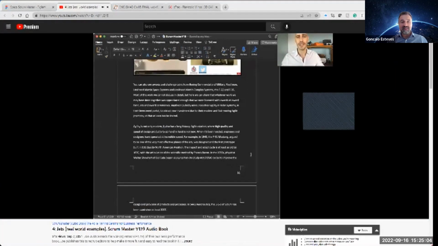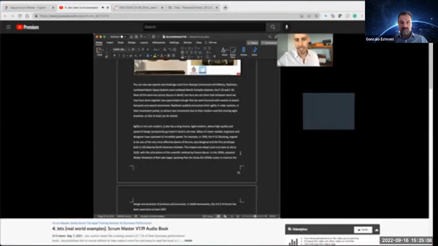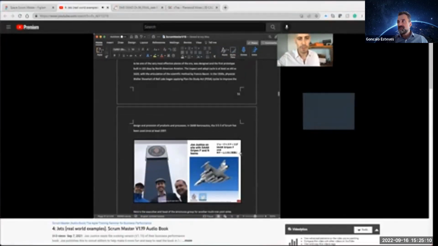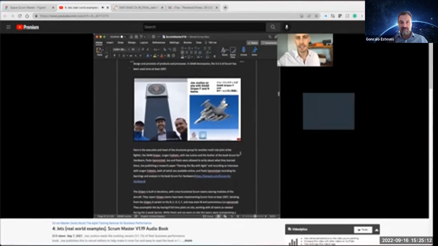In the 1930s, physicist Walter Shewhart of Bell Labs began applying Plan, Do, Study, Act, PDSA cycles to improve the design and provision of products and processes. In Saab Aeronautics, the 353 of Scrum has been used since at least 2007. Here is the executive and head of the structures group for another multi-role joint strike fighter, the Saab Gripen. They're wearing the blue jacket here as we're outside and it was chilly. There was light snow actually at the time.